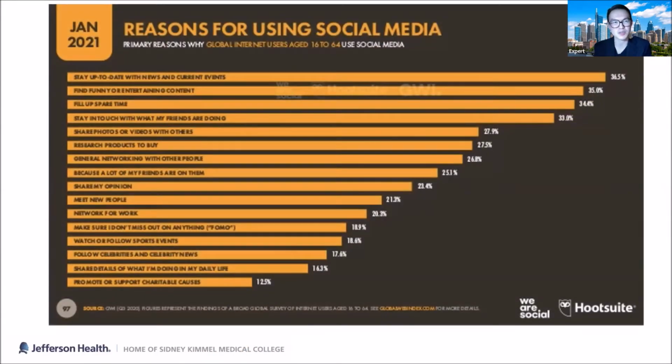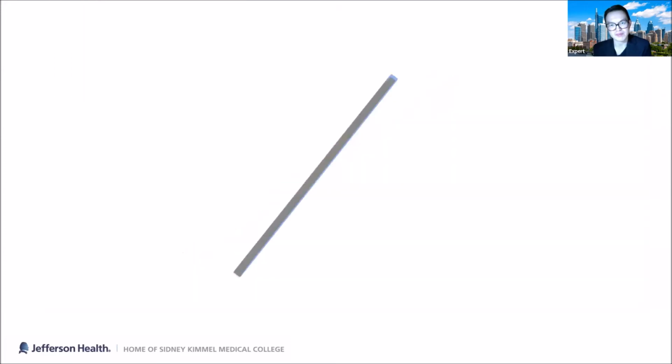Sorry, this slide is a little bit blurry, but the number one reason why people use social media these days is to stay up to date with news and current events. So it's no longer just connecting with friends or people that you know, but it's also using it as a resource for staying current and learning and educating oneself about the news.